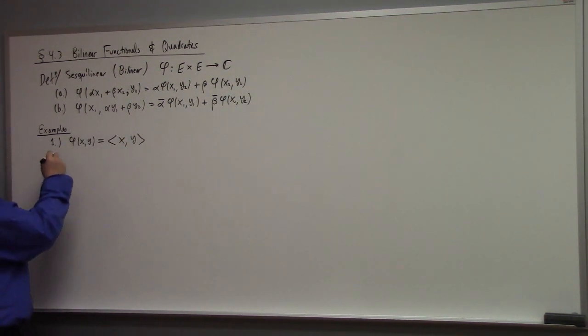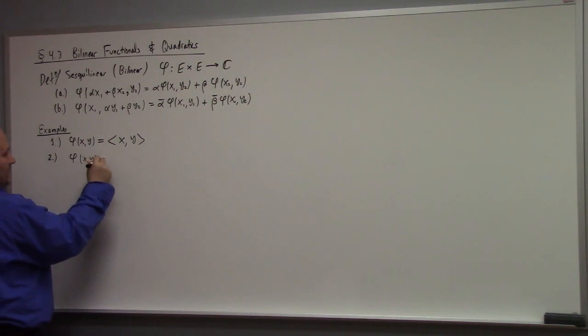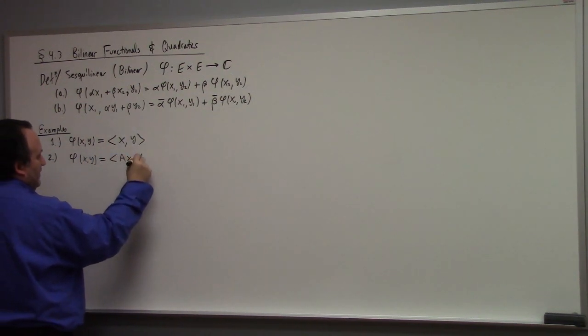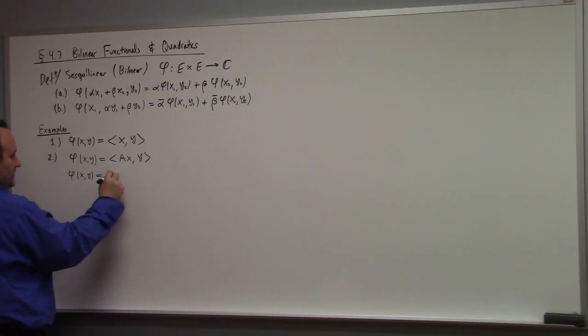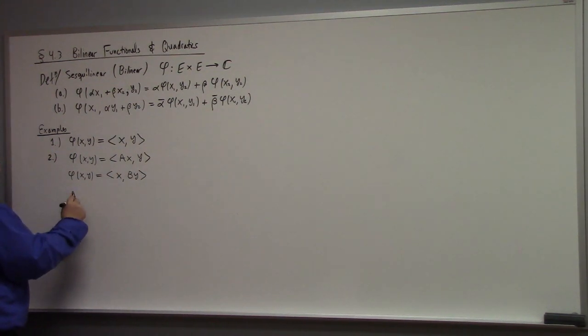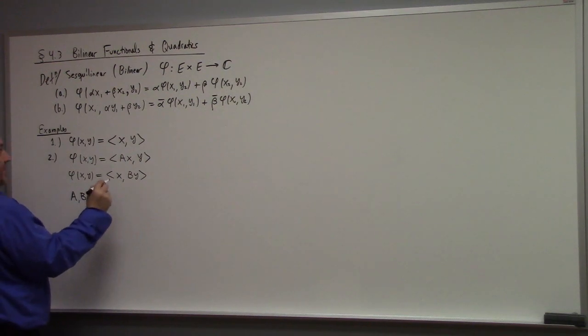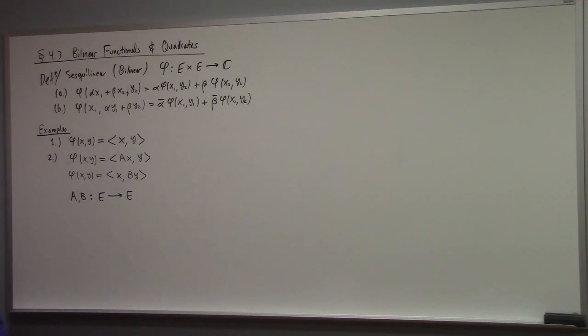Okay, let's see here. What else? Another one we could do is phi of xy equal to a x, y, or phi of xy equal to x, b y. Here, where a or b are mappings, linear transformations from E to E. Or linear operators, he calls them, but his operators are always linear operators, right?